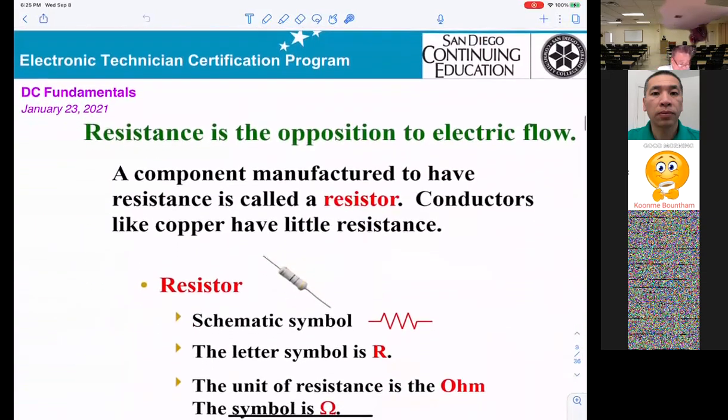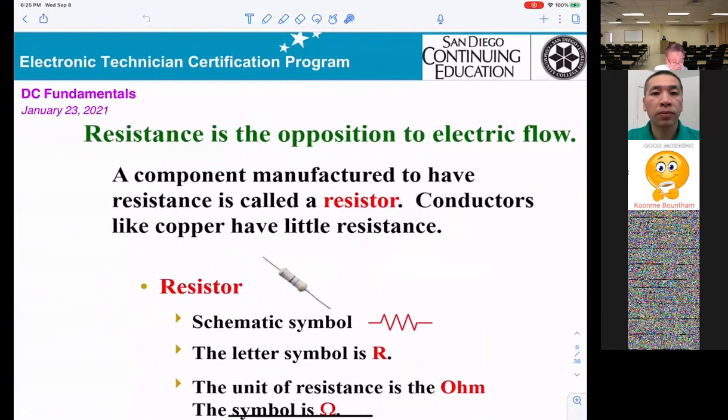Okay, next, resistance. Okay, resistance is the opposition to electric flowing. A component manufactured to have a resistance is called a resistor. A conductor like copper has a little resistance. Okay.